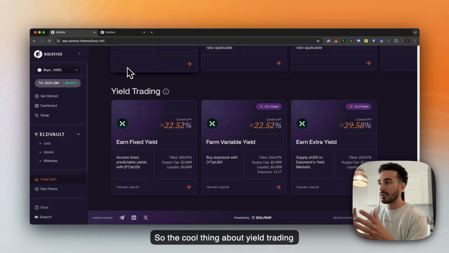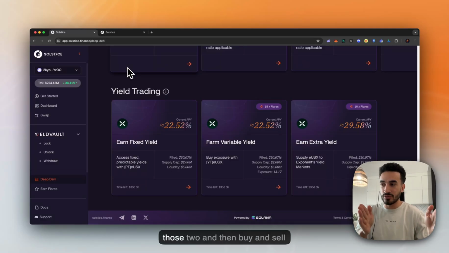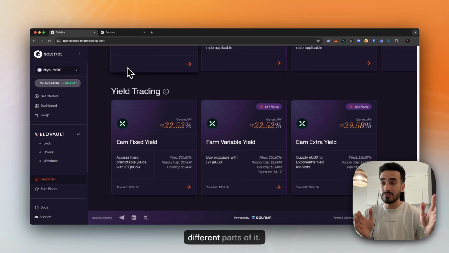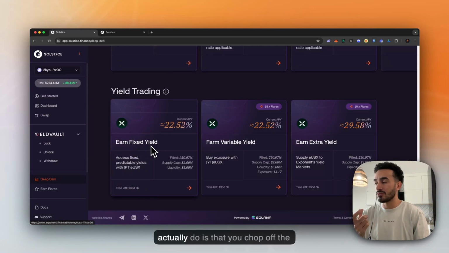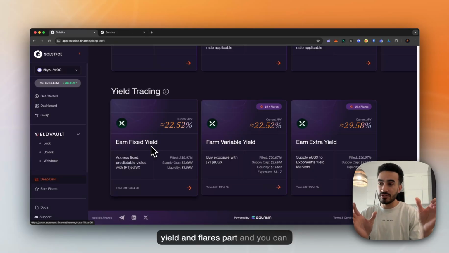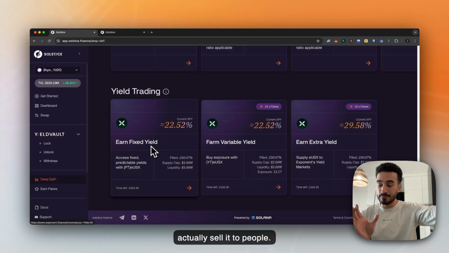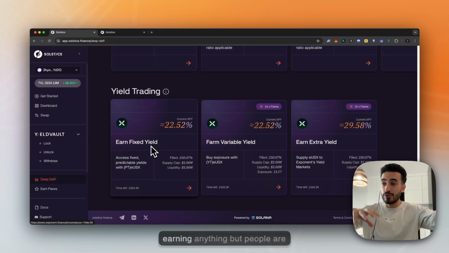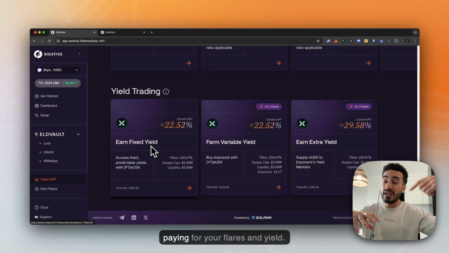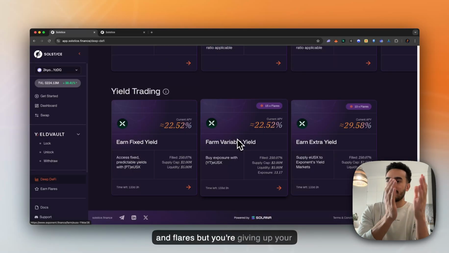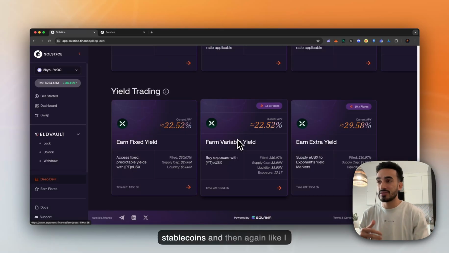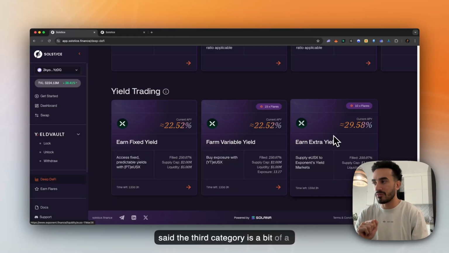So the cool thing about yield trading is that you can actually separate those two and then buy and sell different parts of it. In this category, what you actually do is chop off the yield and flares part and sell it to people. So now your stablecoins are not earning anything, but people are paying for your flares and yield. On this side, you're buying the yield and flares, but you're giving up your stablecoins. And then again, like I said, the third category is a bit of a balance.